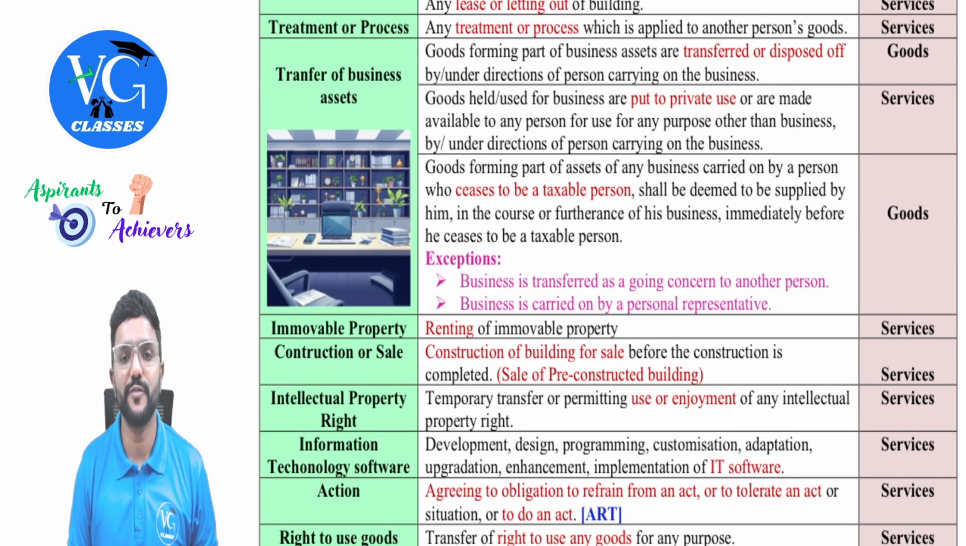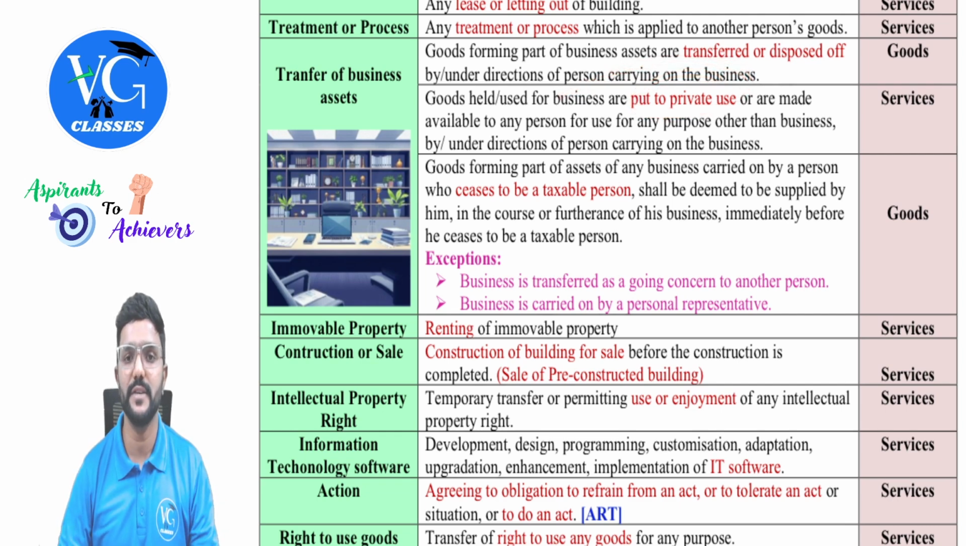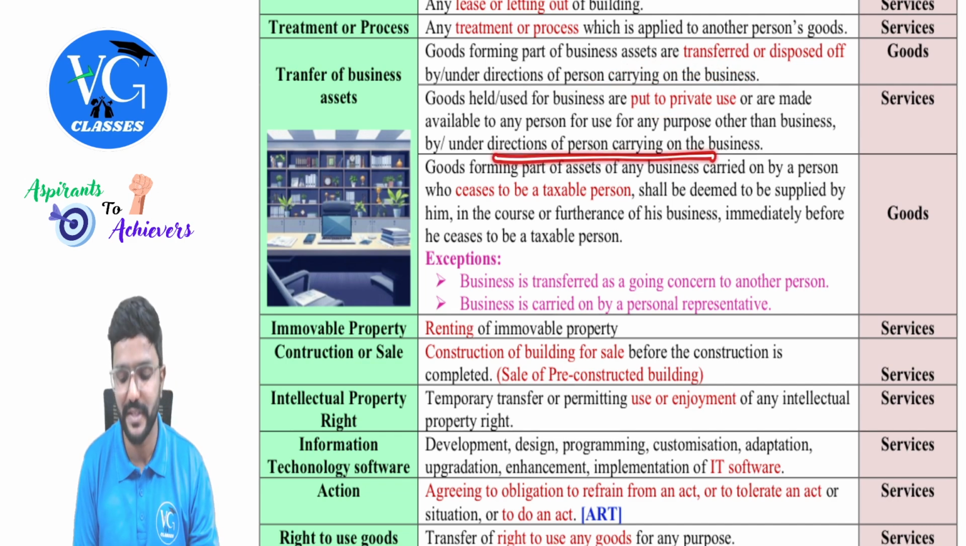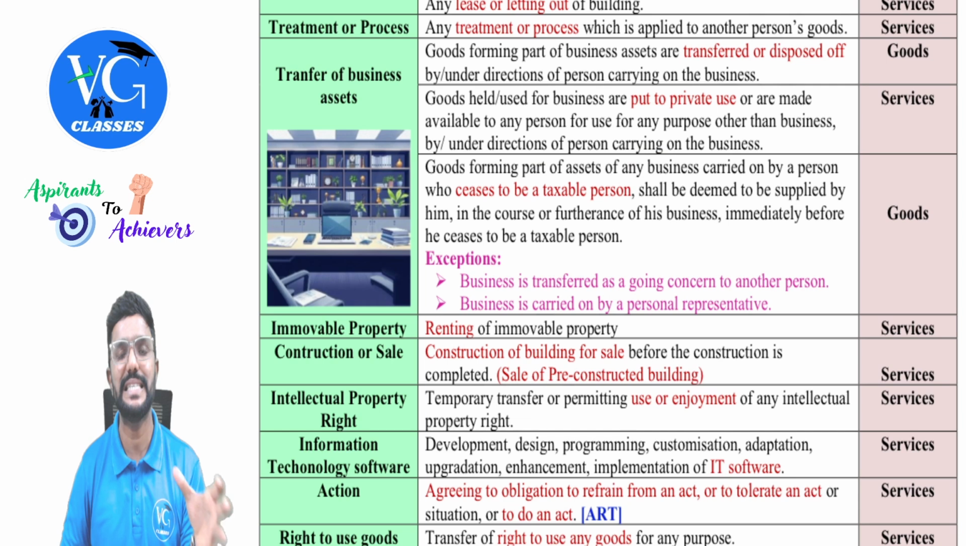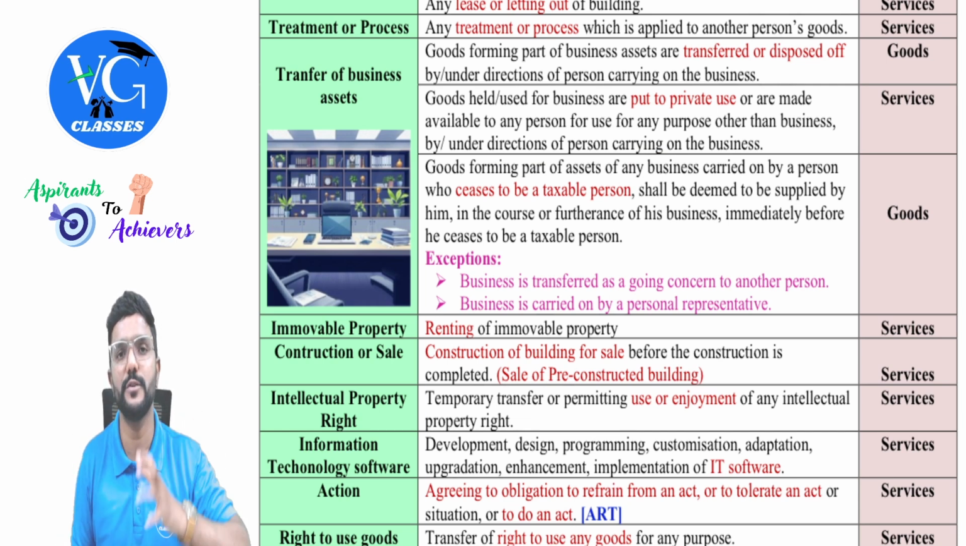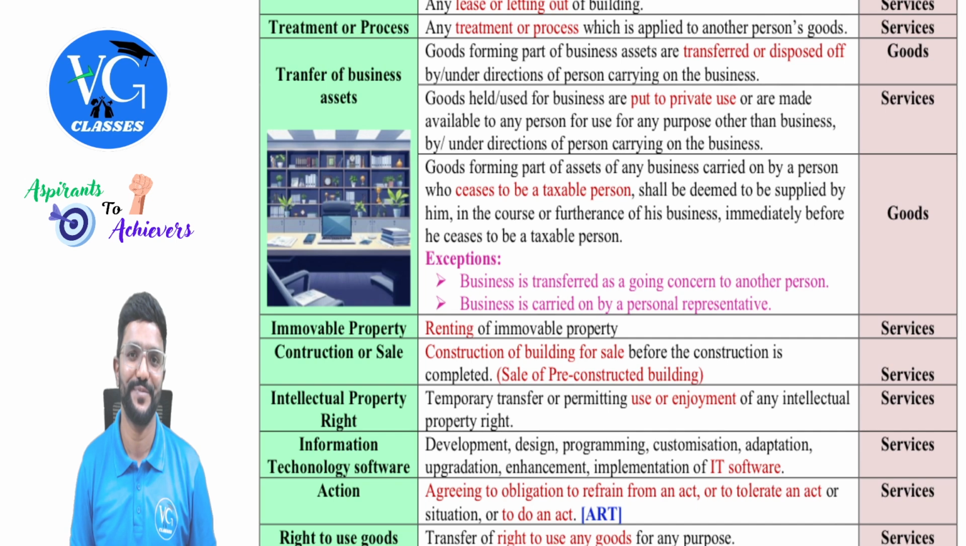Goods held or used for business or put to private use or made available to any person for use for any purpose other than business by or under the direction of a person carrying on the business. Simple. Business asset is used for personal purpose. It is not sold. It is just used for personal purpose. It will be treated as supply of services, guys.